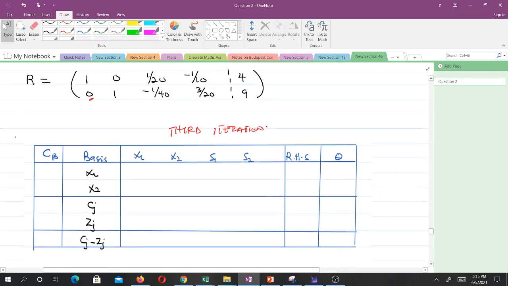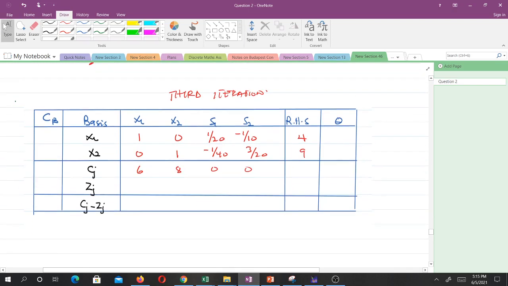So we are going to get 1 here, 0 here, 1 over 20 here, minus 1 over 10, and this is 4. So 0 here, 1 here, minus 1 over 40, 3 over 20, and this is 9. Okay, so these are the coefficients of x1, x2, and the rest. They are always the same. Now we have to get our zjs.